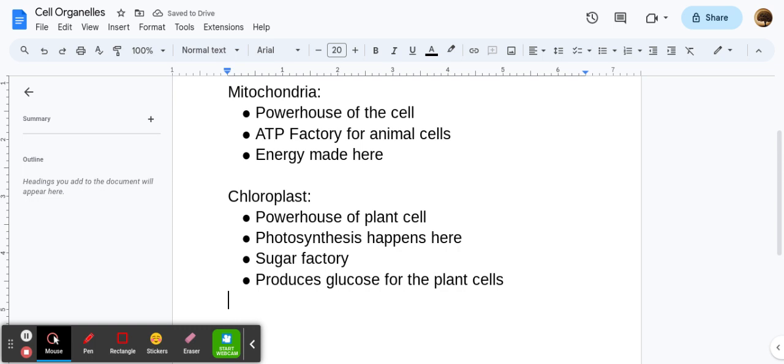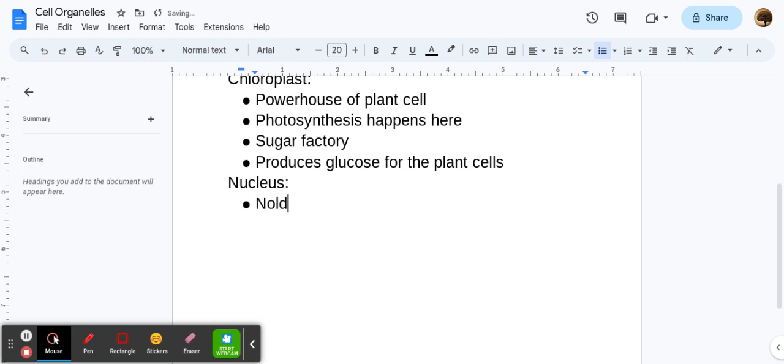Next up, the nucleus. The nucleus holds the DNA. Essentially, it is the control center. And the reason I put it in all caps is because without the nucleus, the cell would not survive. It's kind of like the one person that is trusted to hold all of the information. That one person is the nucleus.